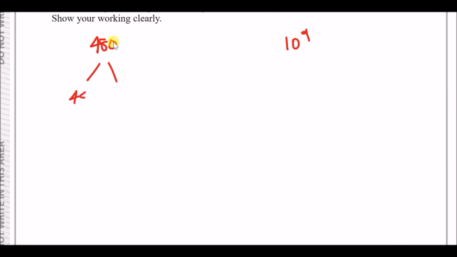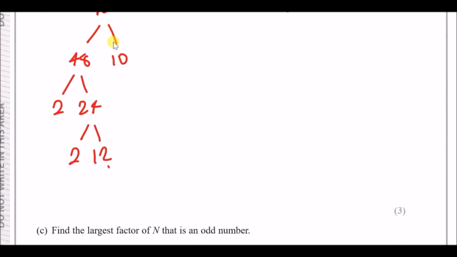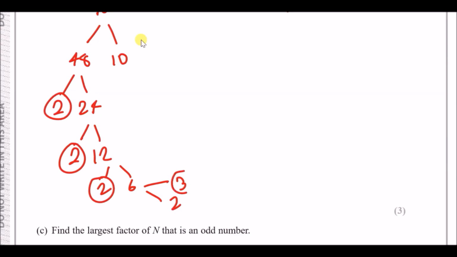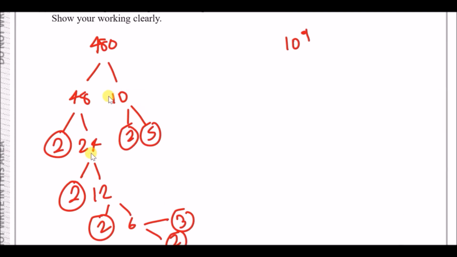And then breaking down 48 into 2s, we've got 2 times 24. 24 goes down to 2 times 12. And then 12 becomes 2 times 6. And lastly, 6 becomes 2 times 3. And when you've broken everything down to its last legs, you just circle them. So 2, 2, 2, 3, and 2. And as for the 10, we break that as well. It becomes 2 and 5. So that's it. So now we've more or less found the prime factors of 480.